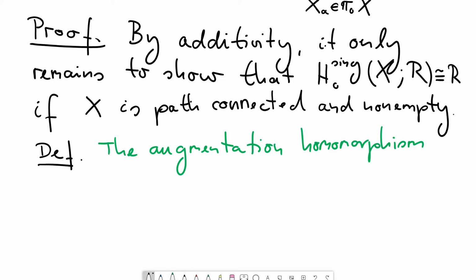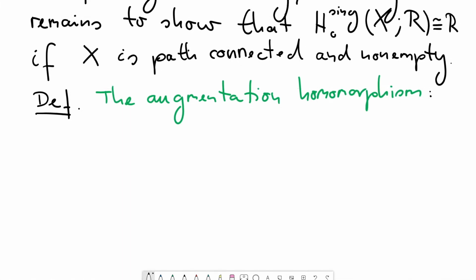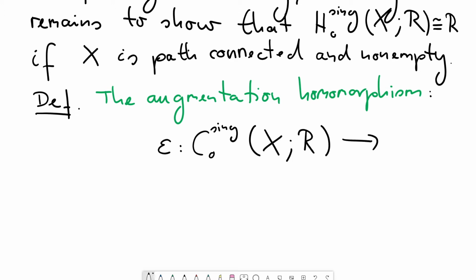Okay. And that is the following homomorphism. It's usually denoted by epsilon, so let's write epsilon. And it starts at the zeroth singular homology of X with coefficient in R. And its target is just the ring R itself. Yeah? Or if you want, the R module R itself. Yeah, it's a homomorphism of R modules.